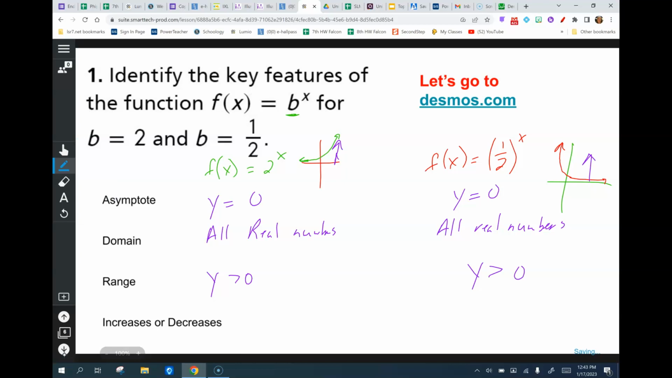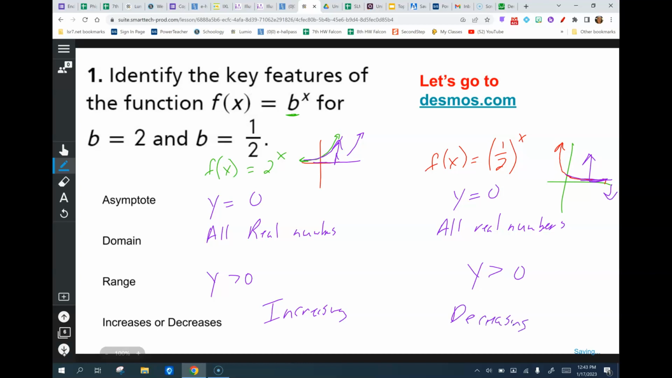Now, on this one, as my x increases, my y increases. So this is increasing. So f of x is equal to 2 to the x. This is increasing. Whereas you can see here, as x gets bigger, my y gets smaller. So this is going to be decreasing.